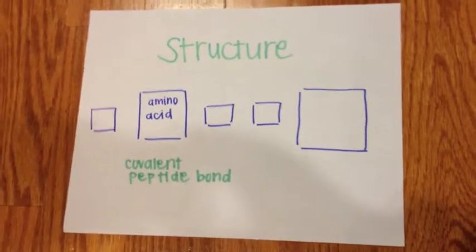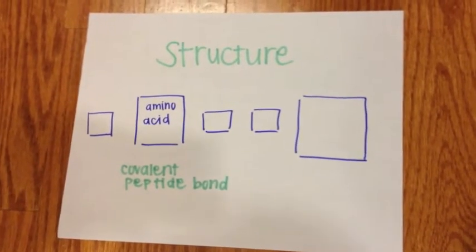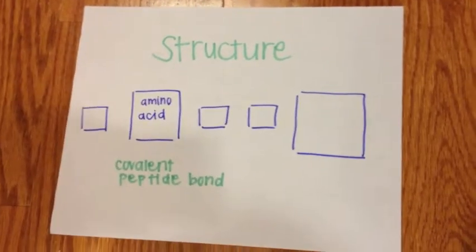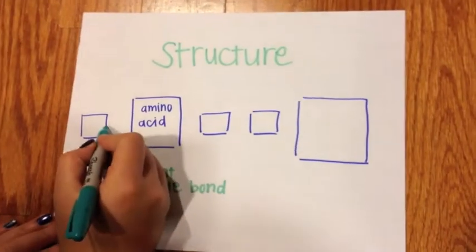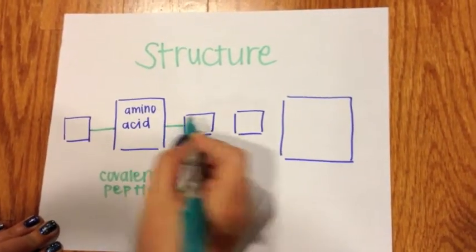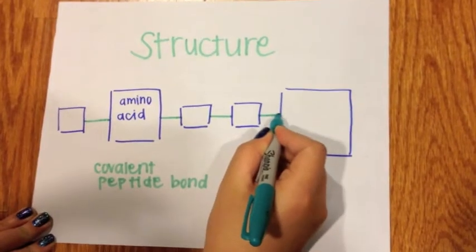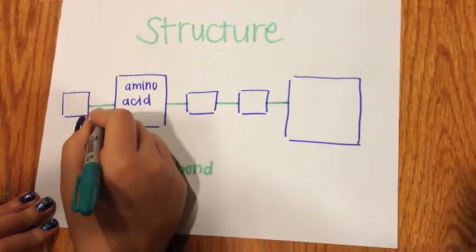The structure of a protein. A protein is made up of amino acids called monomers. The monomers are connected by covalent peptide bonds, which creates a polypeptide, which is a polymer. One or more polypeptide chains make a protein.